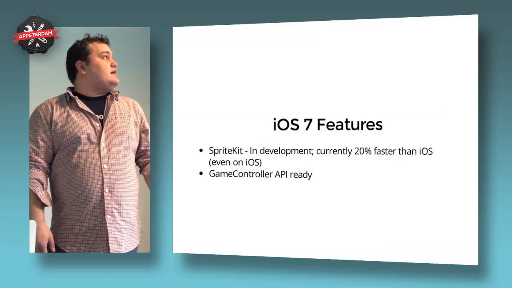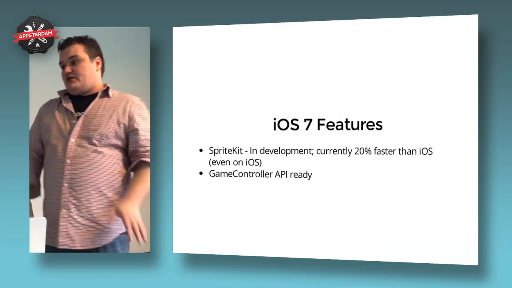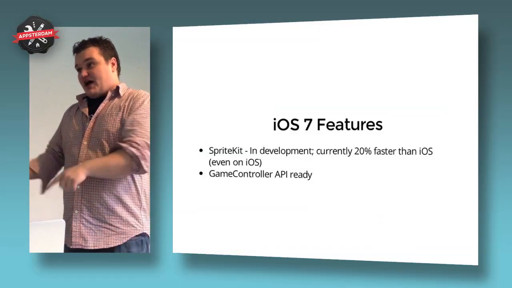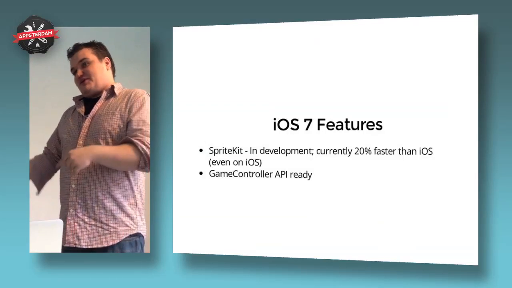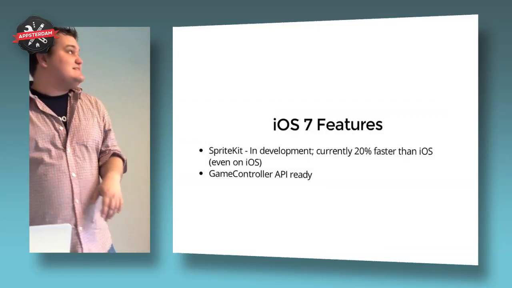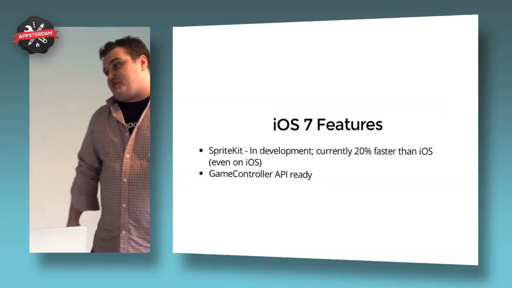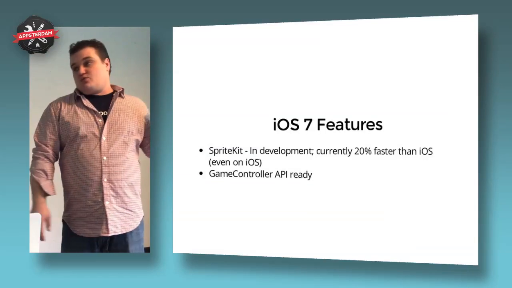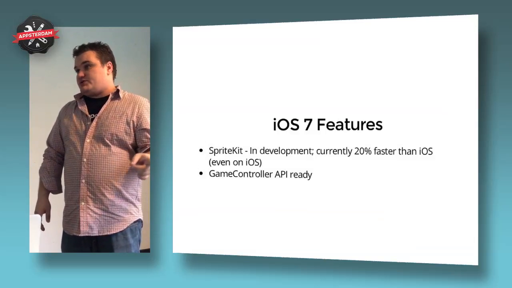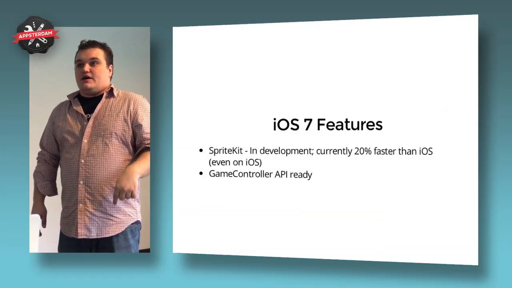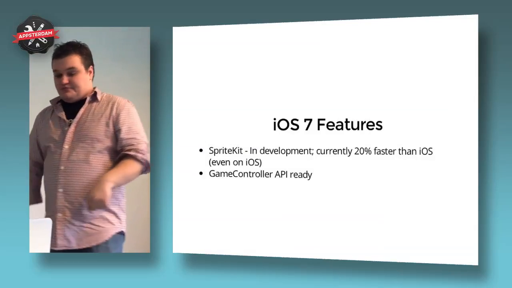We have the Sprite Kit. We actually are 20% faster than Sprite Kit on iOS, even on iOS. So if you drop in our SpriteKit.framework, we don't know what Apple's doing. It blows our mind. Then we have the full game controller API. So if you're using the new game controller APIs in iOS 7, your games will actually work out of the box on all Android controllers, as well as the Ouya and all the Android-based gaming consoles out there, without changing a single line of code.